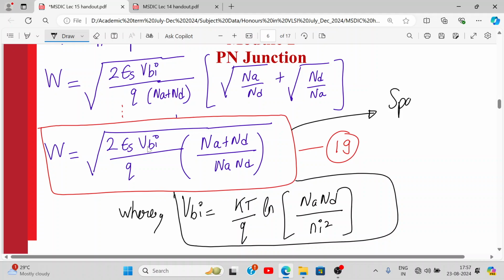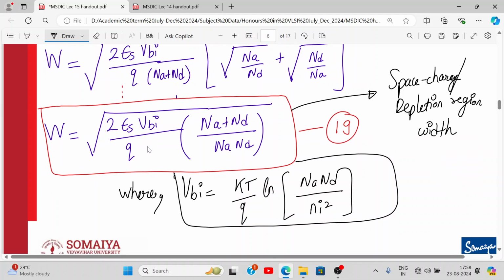So this is space charge or depletion region width of PN junction diode. Okay? Yes? I'll tell you an even simpler formula. For this you have to remember equation 19 and this VBI expression for numericals.